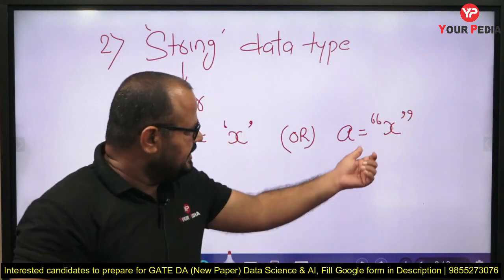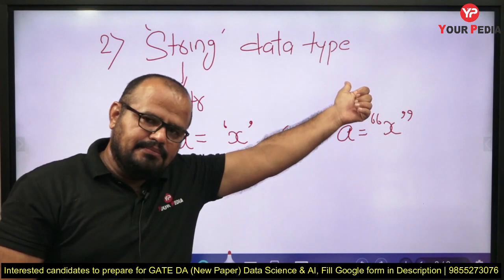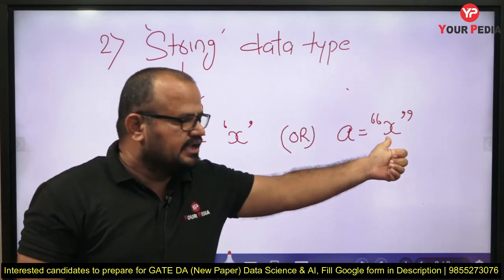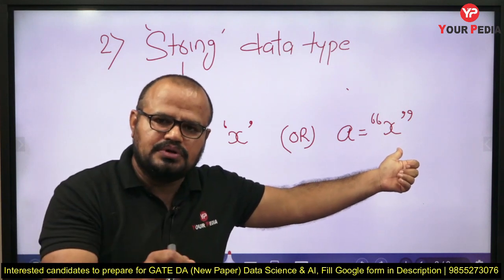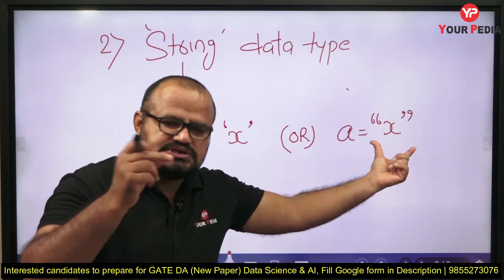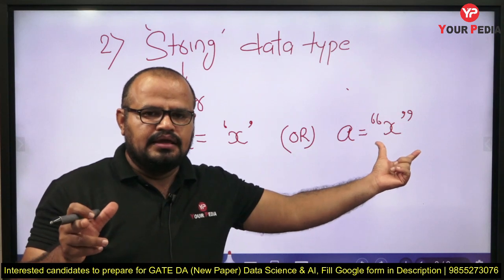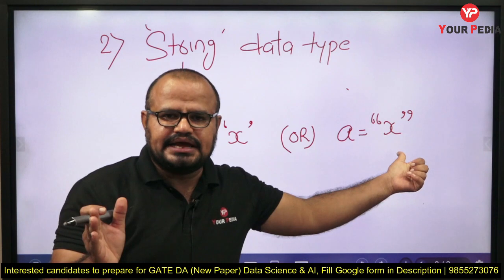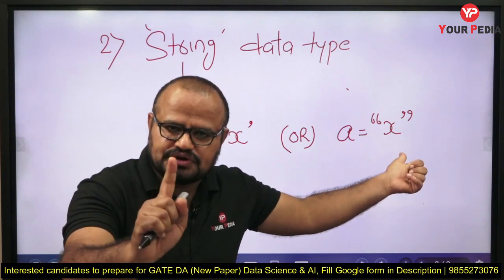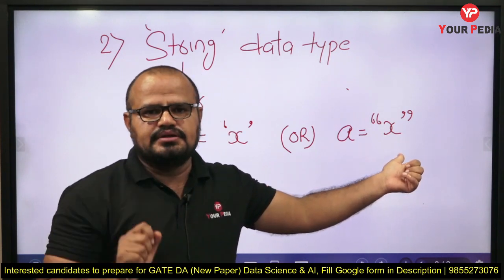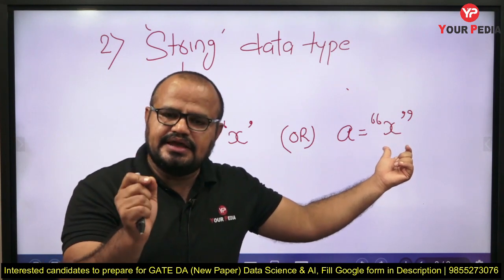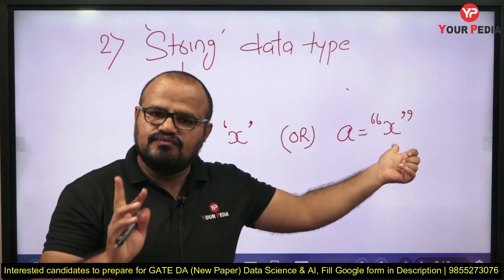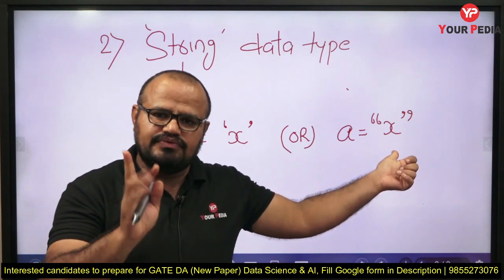It means in memory at a's address the character x is stored, or I can say the string x is stored. Because there is no character data type, it is just considered a string of length 1, because this string has only one character. That's why it has length 1.